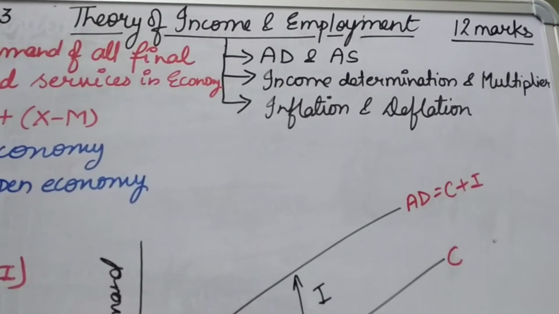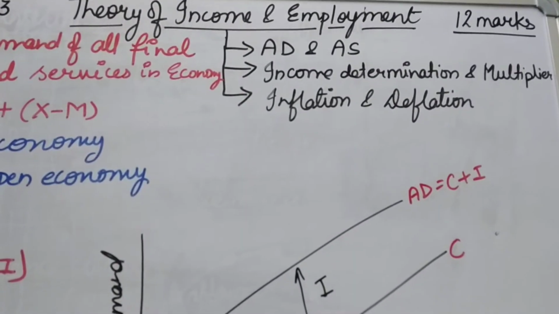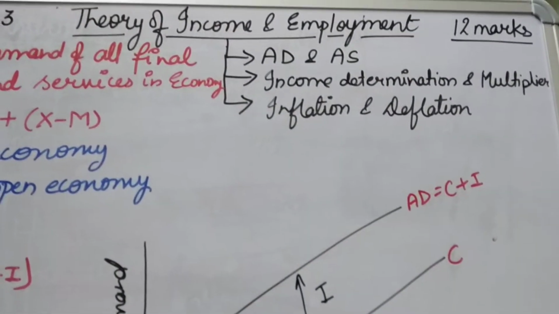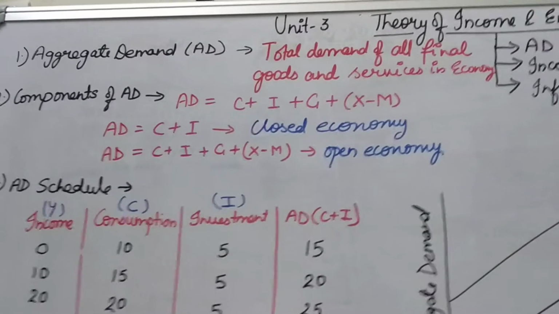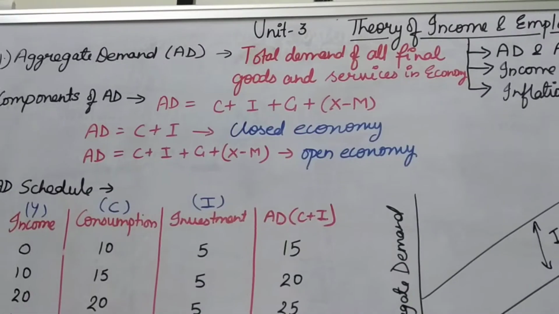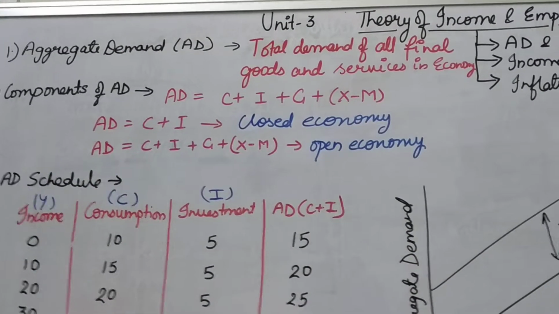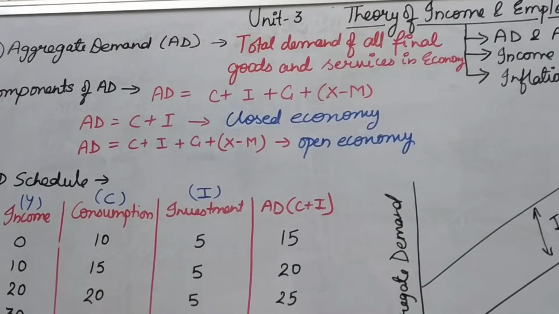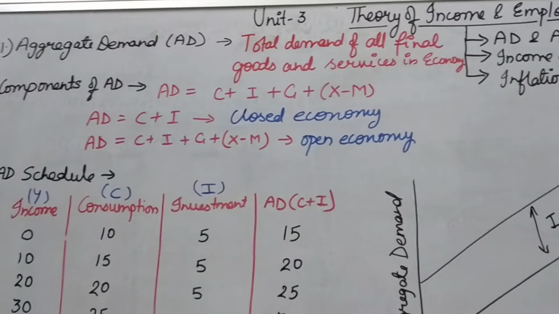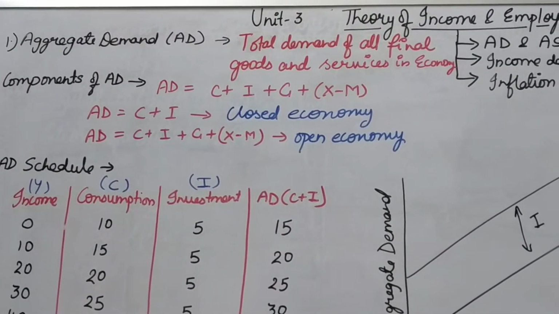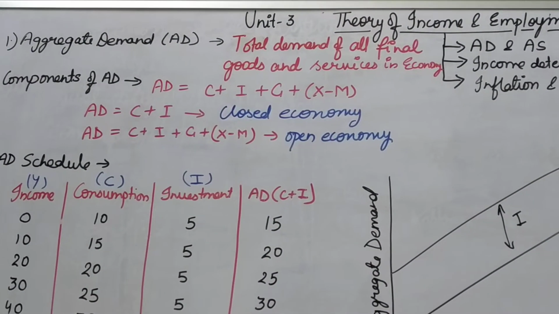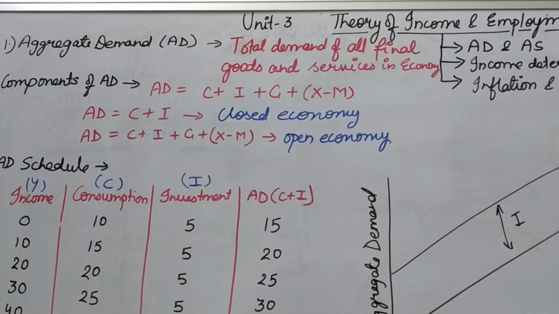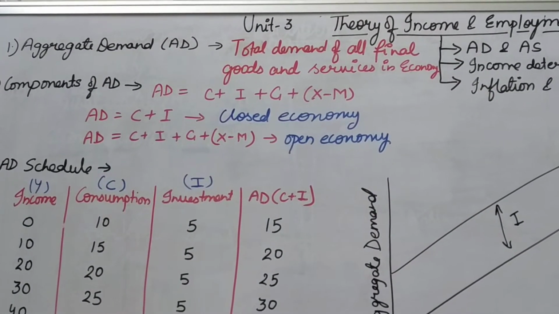In this chapter, we will discuss the concept of AD and AS, and then how the economy will reach the equilibrium, that we will read in the second chapter. So first of all, let's start with the meaning of aggregate demand. In 11th standard in microeconomics we studied about individual demand. Here it is aggregate demand, that means macroeconomics. Macroeconomics always deals with the economy as a whole. So aggregate demand means the total demand of all the final goods and services in the economy.